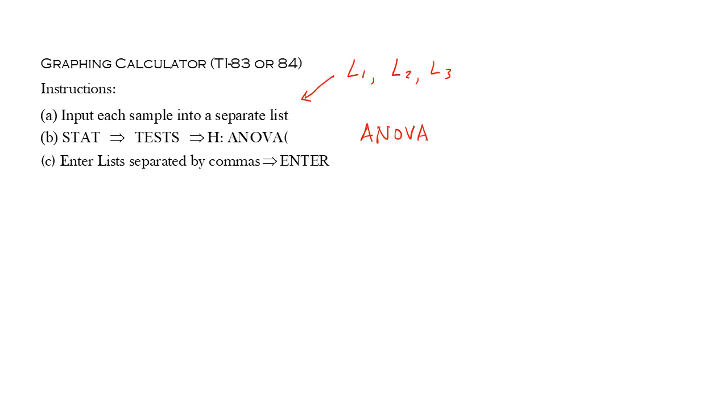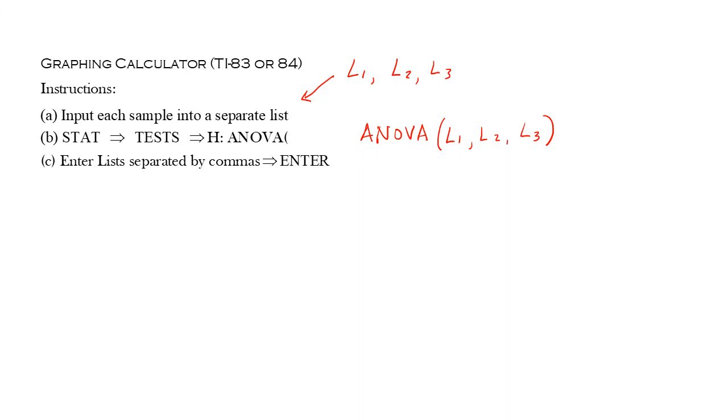So I'll go to stat test, and all the way at the bottom is ANOVA, and then enter L1, L2, L3, separated by commas. So making sure to use commas there to separate the separate lists. And once you do that, then it'll output both the f-score and the p-value.